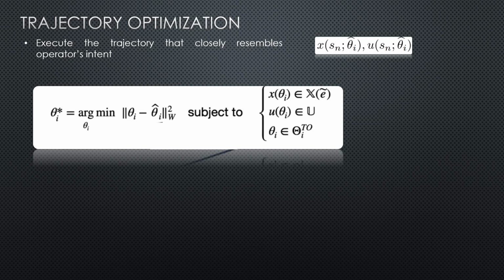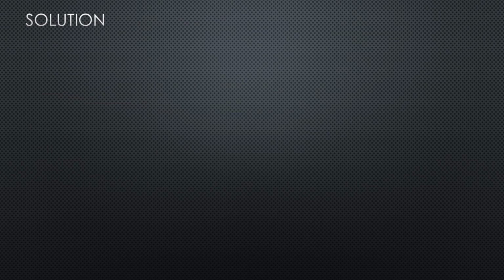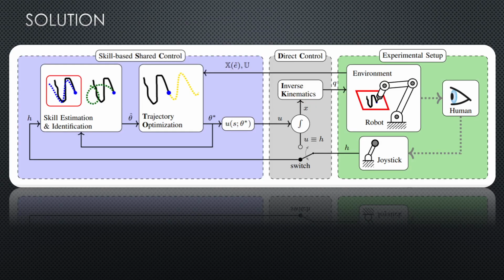So again, we use the state and the control, which are functions of our parameters. And we use optimization again, subject to specific constraints. The optimization is such that we basically minimize our theta i with estimated intention, and this way we optimize the trajectory. So combining it all together and explaining how it works.